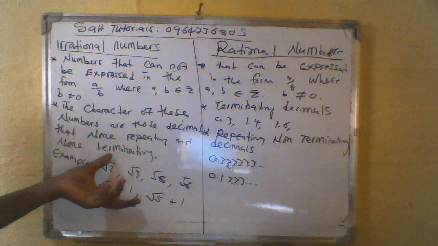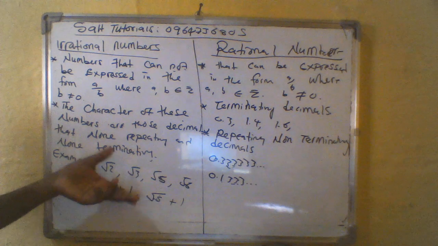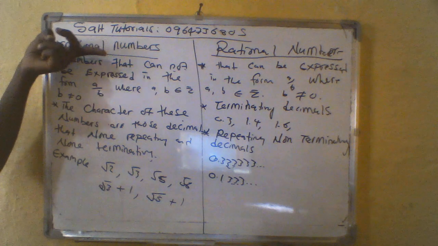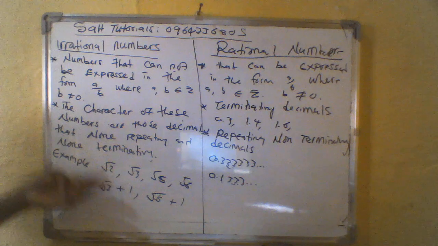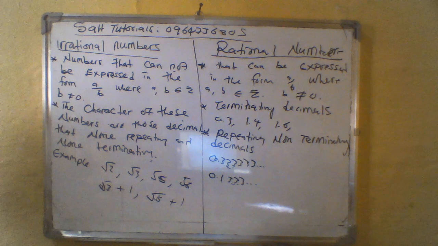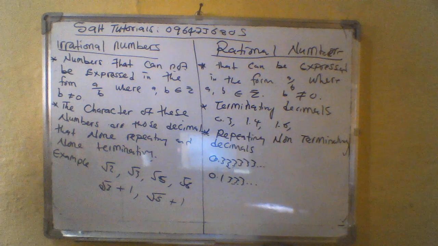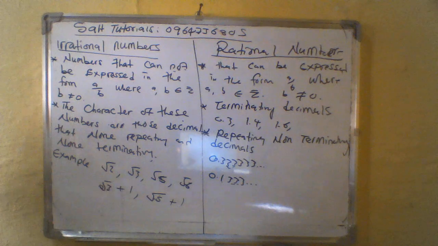So all numbers which are non-terminating decimals and at the same time non-repeating decimals are basically called irrational numbers. It is difficult to express them in the form of A over B. So we just write them the way they are, in surd form in most cases.